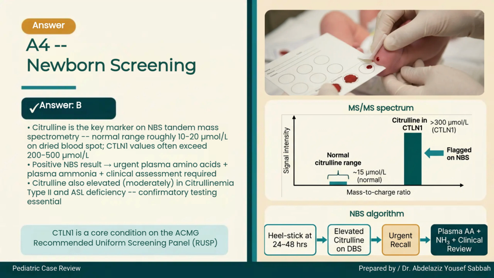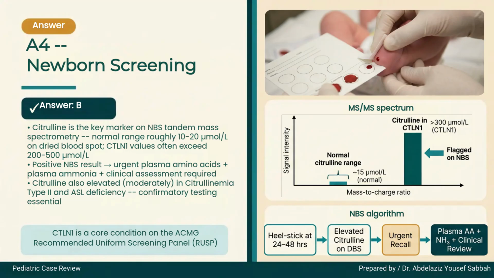Citrulline is the key marker on newborn screening tandem mass spectrometry. The normal range on a dried blood spot is roughly 10 to 20 micromoles per liter, and in citrullinemia type 1, values often exceed 200 to 500 micromoles per liter. A positive screen must trigger urgent confirmatory testing, plasma amino acids, plasma ammonia, and a clinical assessment.